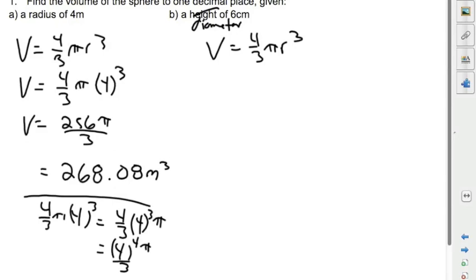Then what would we do for this height? Because the radius is 3. So here, r is 3. So the volume is 4/3 pi 3 cubed. Here I can't do the same trick because it's a different number. It just happened that my radius was 4. But what I can do is cancel, right?